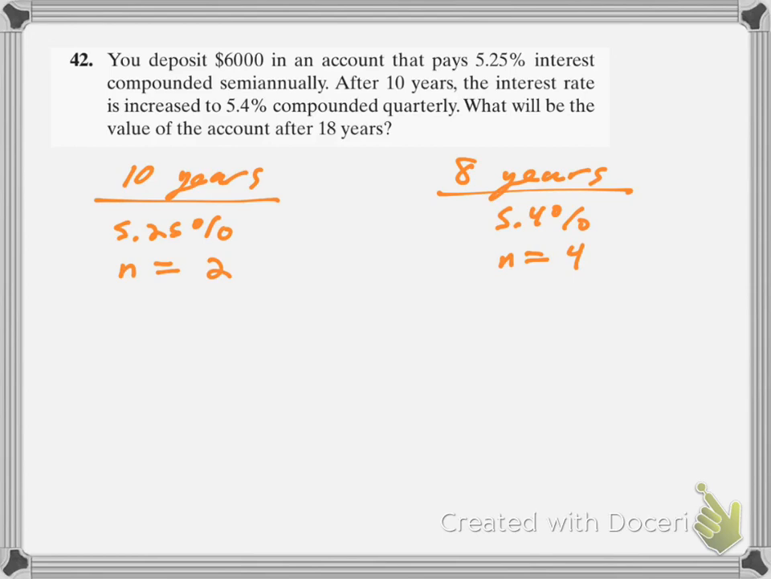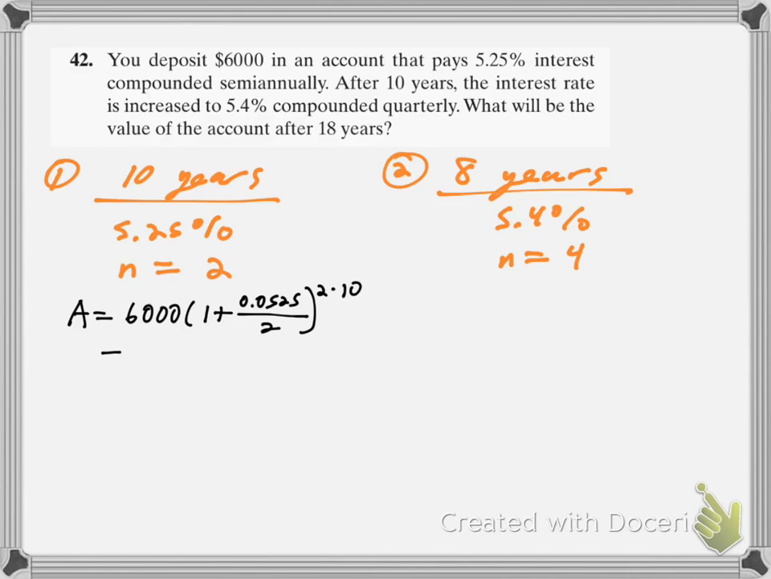So let's deal with part 1 first. We'll call this part 1 and part 2 of the investment. So my A is going to be on this side. The principal which I had, which is $6,000, times 1 plus 0.0525 over 2, because that's my n. And then that'd be n times the time, which is 10 years for this part of it.